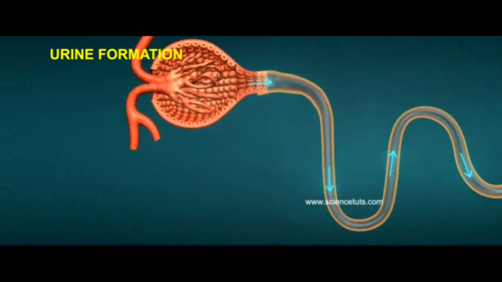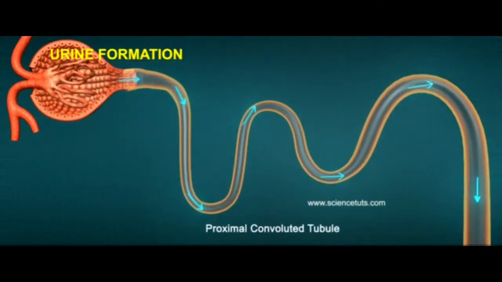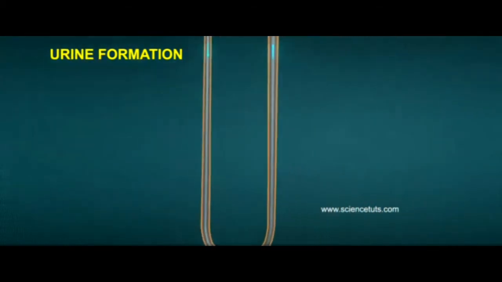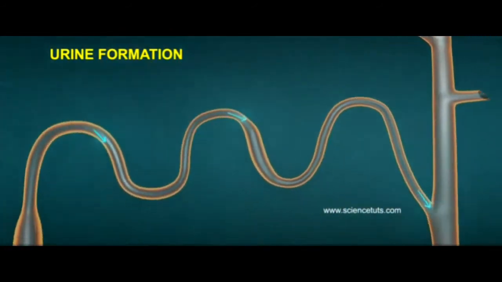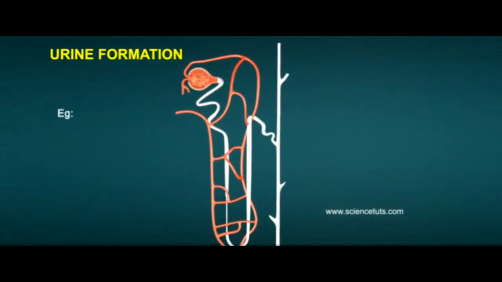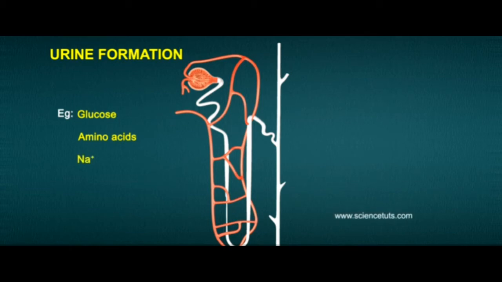When the filtrate reaches the proximal convoluted tubule, the epithelial cells of the tube reabsorb several substances in a selective manner and transport them back to blood. They perform this either by passive or active mechanism. For example, glucose, amino acids, sodium, etc. in the filtrate are reabsorbed actively, whereas nitrogenous waste are reabsorbed by passive transport.